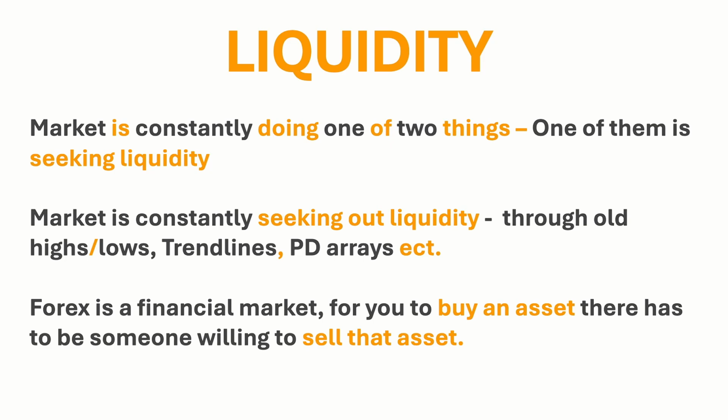Remember guys, Forex is a financial market. For you to buy an asset, there has to be someone willing to sell that asset. Now remember this will be a key point throughout this video. If I am looking to buy an iPhone, I go to the Apple store and they have to be willing to sell me an iPhone for me to be able to buy that iPhone. Key point being, if you want to buy an asset, there has to be someone willing to sell that asset to you. And if you want to sell an asset, there has to be someone willing to buy that asset off you. Now, how does this relate back to Forex?